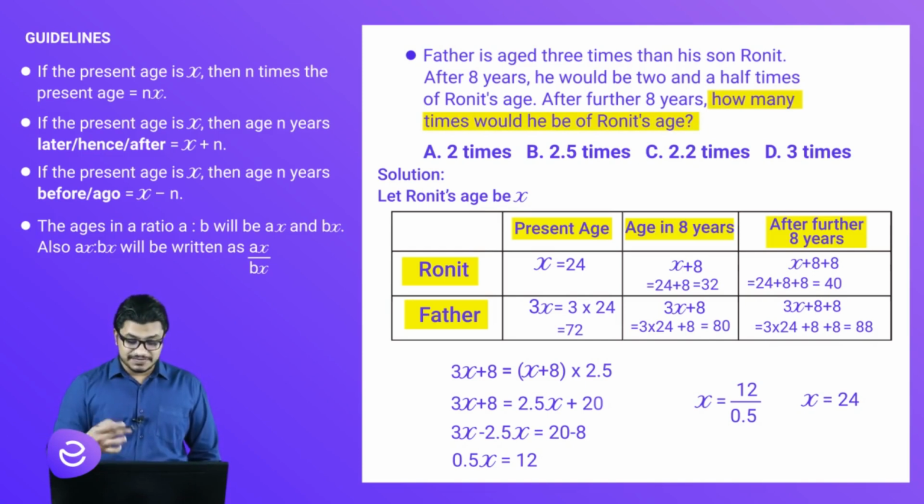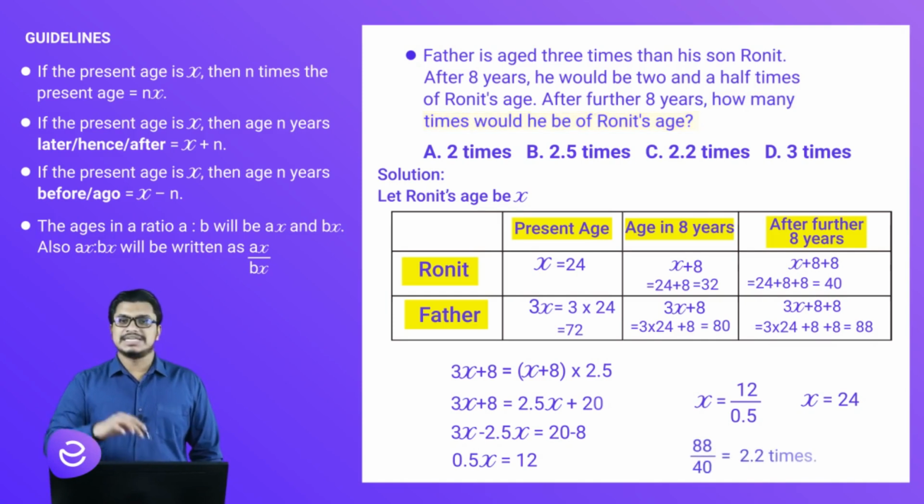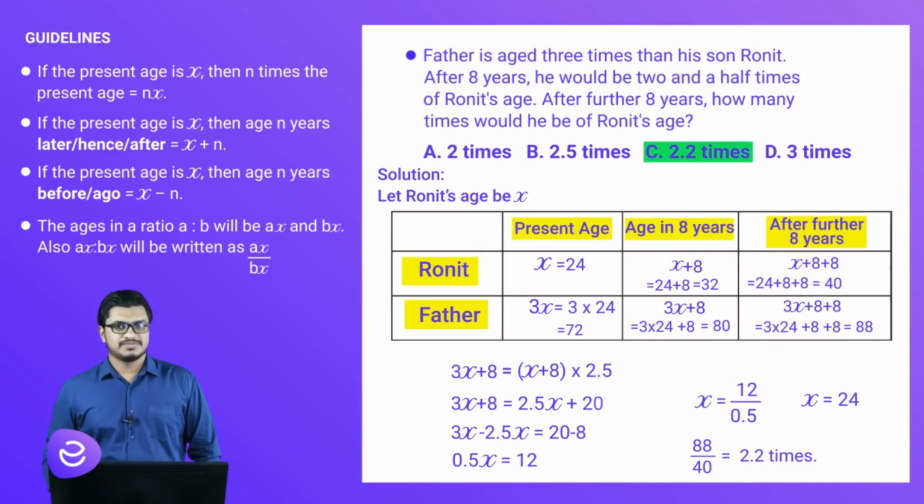So we know that at first, father was 3 times Ronit's age. After 8 years, father becomes 2.5 times Ronit's age. And after further 8 years, how many times is he of Ronit's age? It's a very simple equation. All we have to do is divide father's age by Ronit's age. So we have 88 divided by 40, which gives us 2.2. So in the options we have option C as 2.2 times. So that is the answer to the question.